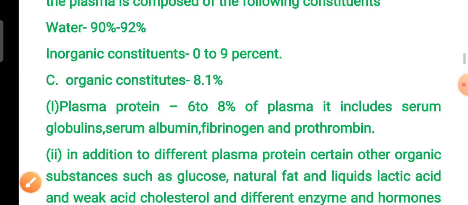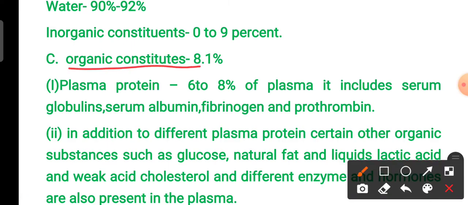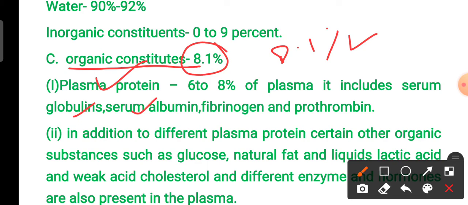And we can see here the C is written as organic constituent, that is organic constituent हमारा खून में 8.1% present है. And there is another thing, the plasma proteins, 6 to 8% of plasma. It includes serum globulin, serum albumins, fibrinogen and prothrombin. These are the different components called plasma proteins that are present inside your body.